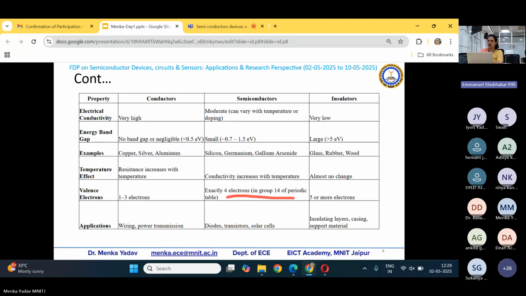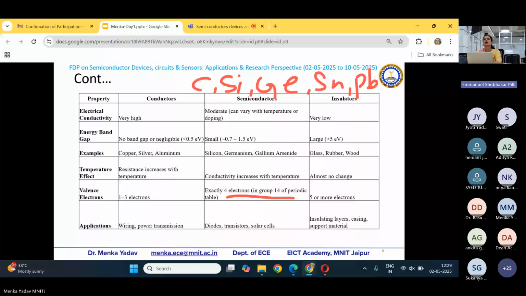Those have the elements starting from carbon, silicon, germanium. This is the line we have in the periodic table. So carbon, silicon, germanium, tin, Pb, all these are in the category of group 4 elements. But most widely we will be using elemental semiconductors, these two, which are silicon and germanium. These are known as elemental semiconductors.